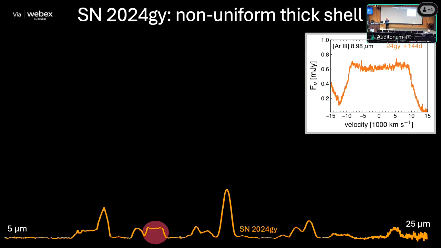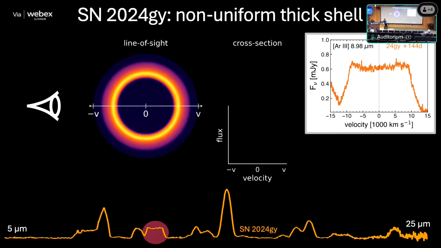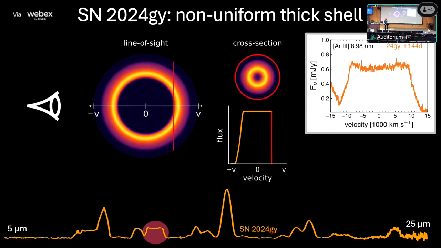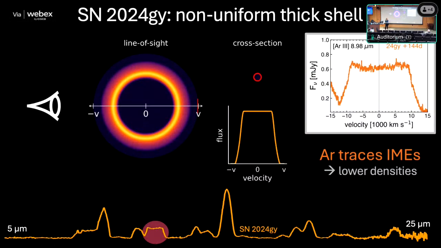Now let's look at this really nice argon line at 9 microns. This is very flat-topped. That's a really different shape. And so that tells us we've got some thick shell, but it's a little bit non-uniform. The shape of these wings, which we can actually tell in detail thanks to the MRS resolution, tells us that the material is distributed a little bit more concentrated toward that inner edge of the ring. Okay, so argon is tracing where our intermediate mass elements are located in the ejecta, and these were fused at lower densities.